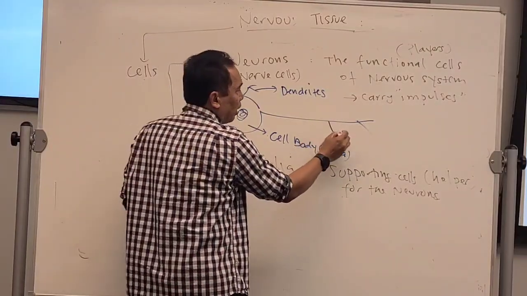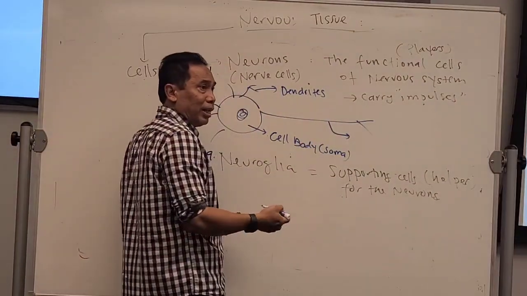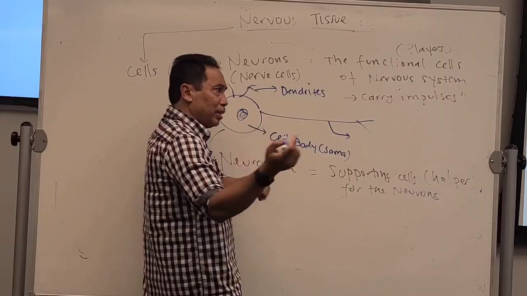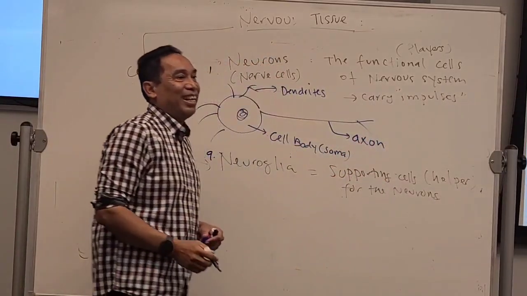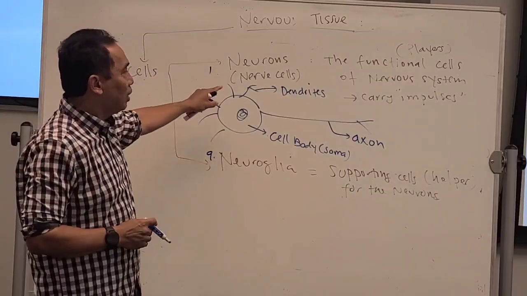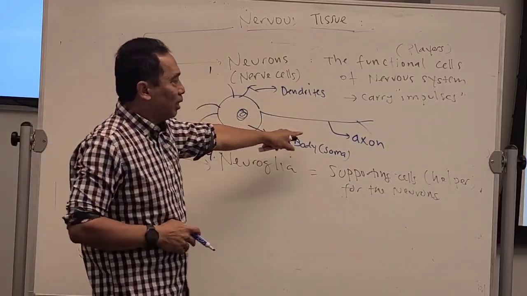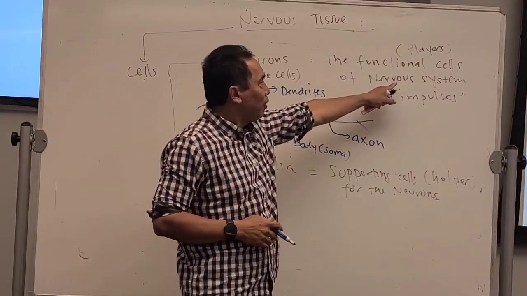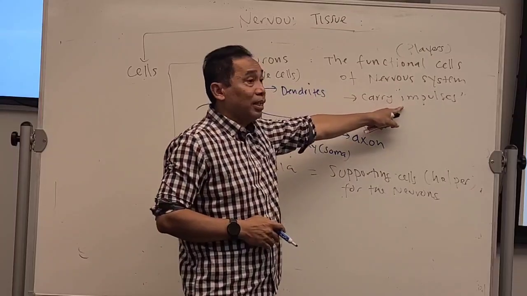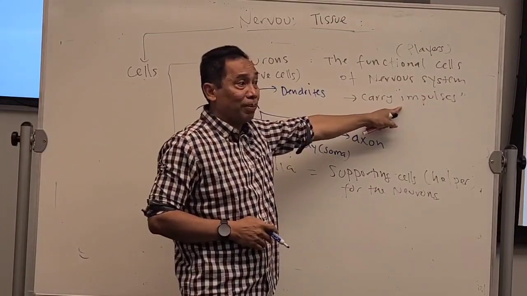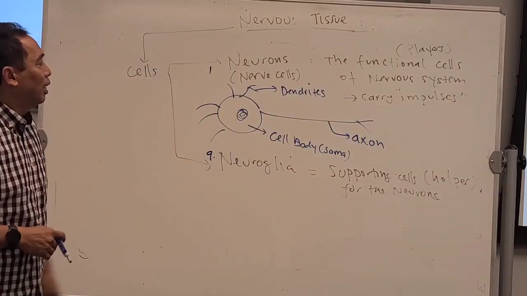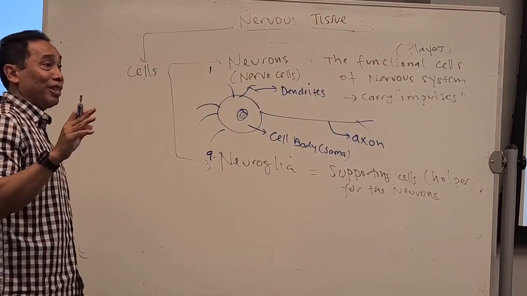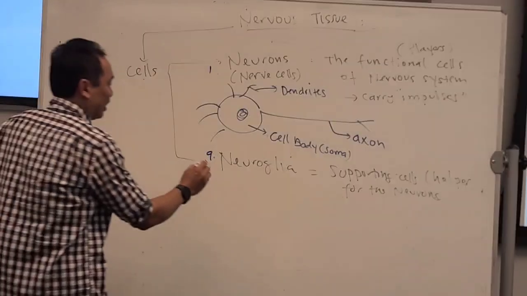And the last part, the longest part of the neuron that carries the information to the next cell, is called the axon. So that's the three parts of the neuron. And you see, the structure fits with the function, to carry something, right? Therefore they have a shape like this. Now neuroglia, this is the supporter.